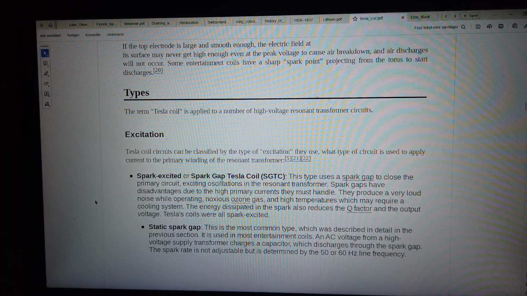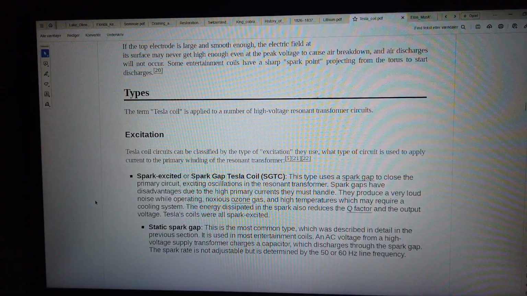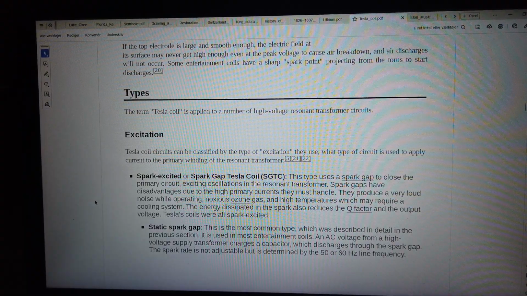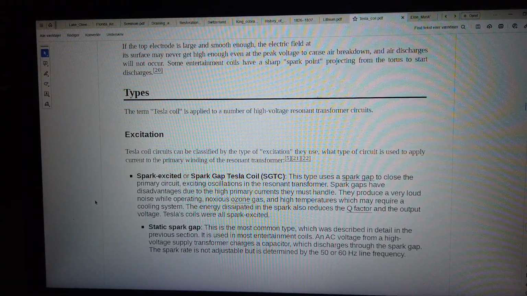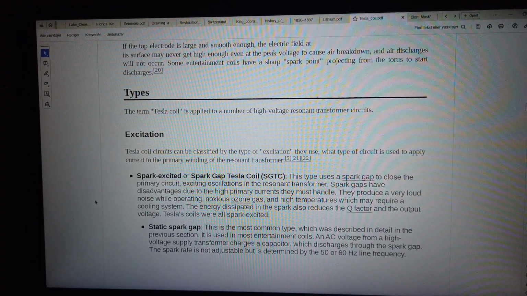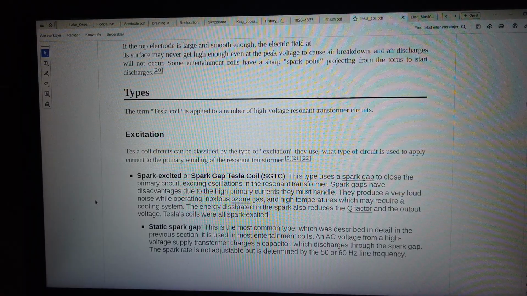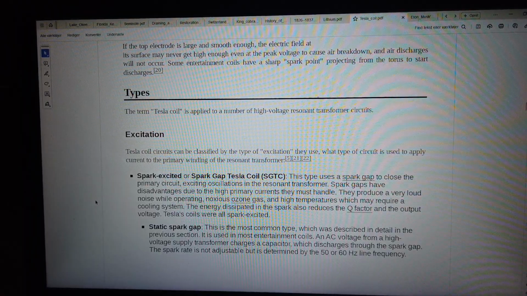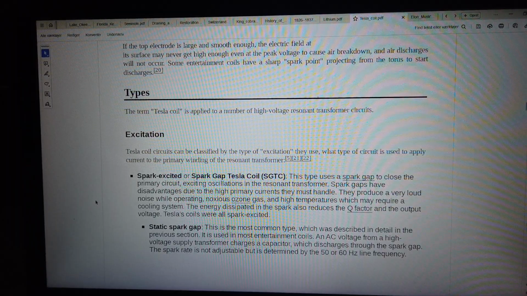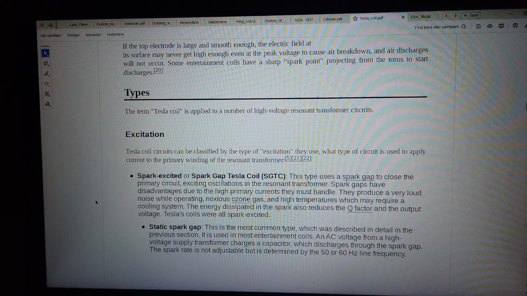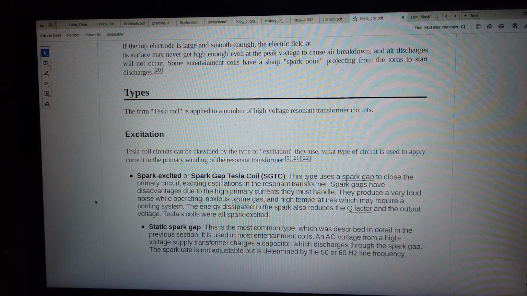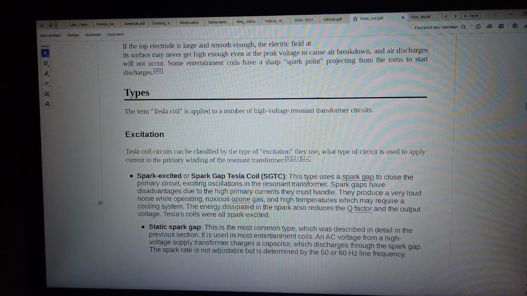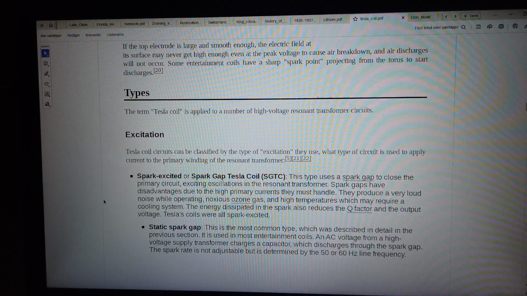Spark excited or spark gap Tesla coil, SGTC. This type uses a spark gap to close the primary circuit, exciting oscillations in the resonant transformer. Spark gaps have disadvantages due to the high primary currents they must handle. They produce a very loud noise while operating, noxious ozone gas, and high temperatures which may require a cooling system. The energy dissipated in the spark also reduces the Q factor and the output voltage. Tesla's coils were all spark excited.